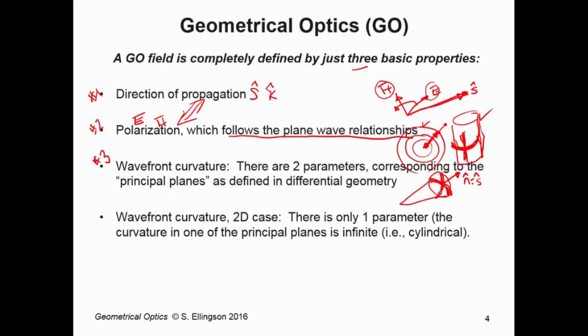In the 2D case, there is only one parameter describing wavefront curvature. That is because all waves in 2 dimensions are in some sense cylindrical. That is, one of the 2 principal planes exhibits 0 curvature.